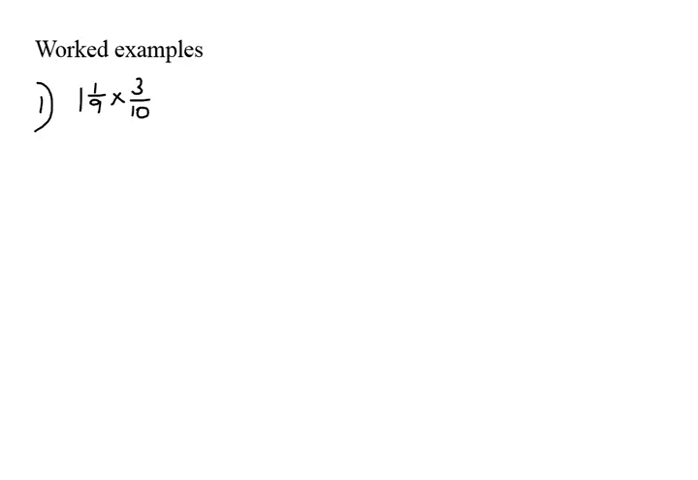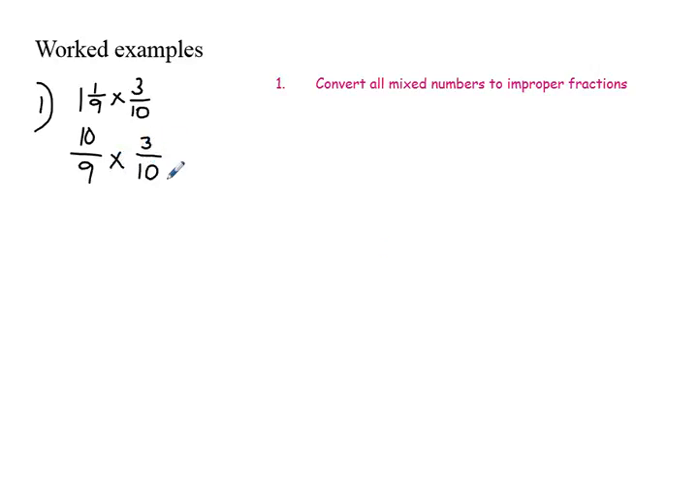The first thing we have to do when we multiply common fractions is to convert all mixed numbers to improper fractions, and that we did in one of the previous videos. So remember, we are going to say 9 times 1 is 9, plus 1 is 10. So we will have 10 over 9 multiplied by 3 over 10.